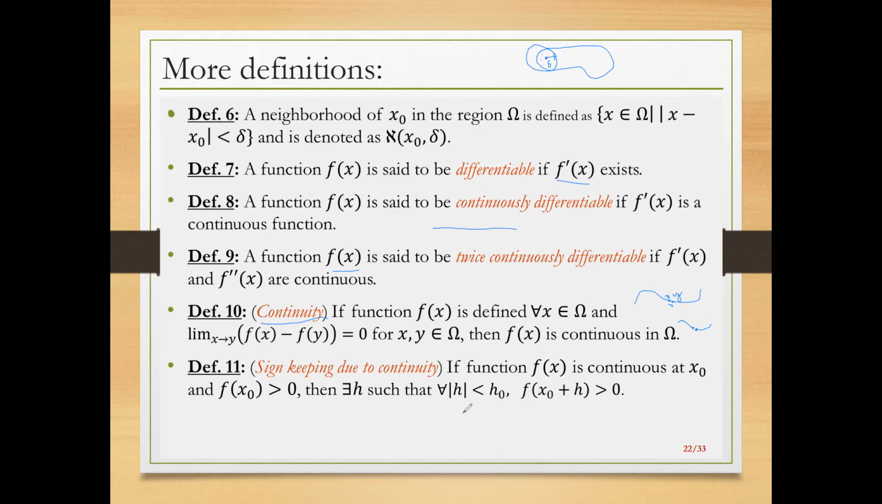Now, sign keeping due to continuity. Based on the value of the x naught that you choose, we have a definition of sign continuity. We say that if it is a continuous function, then within a certain neighborhood, the sign of the functional value of that x and all the neighboring points would be the same. Now, this is the mathematical definition. Let me show you graphically what it means.